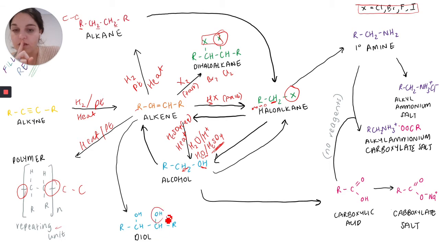If you'd like to add the two hydroxyl groups to make a diol, so we look at making an alcohol, but a diol, you can make this through oxidation.